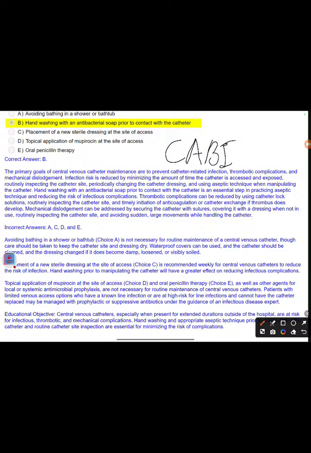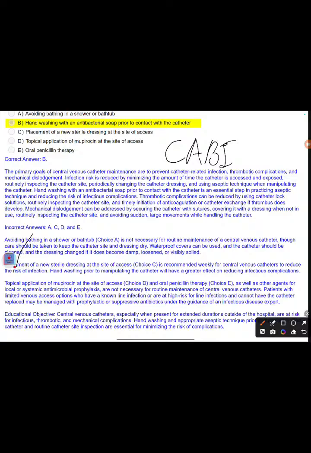Avoiding bathing in a shower or bathtub is not necessary for routine maintenance of a central venous catheter. Care should be taken to keep the catheter site and dressing dry, but waterproof covers can be used, and the catheter should be kept clean. The dressing should be changed if it becomes damp, loose, or visibly soiled. So it's important.